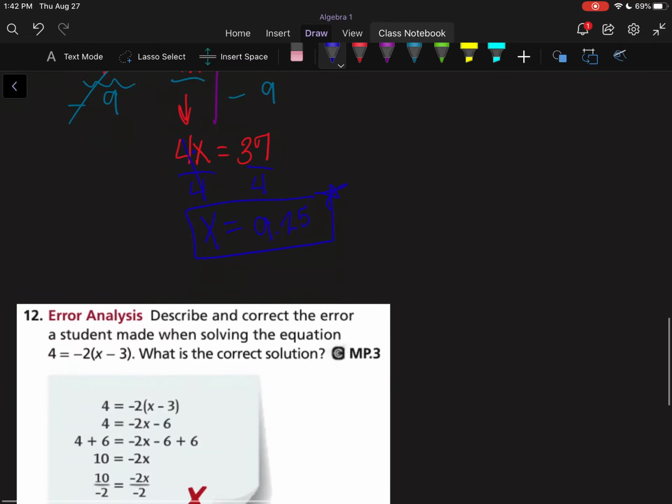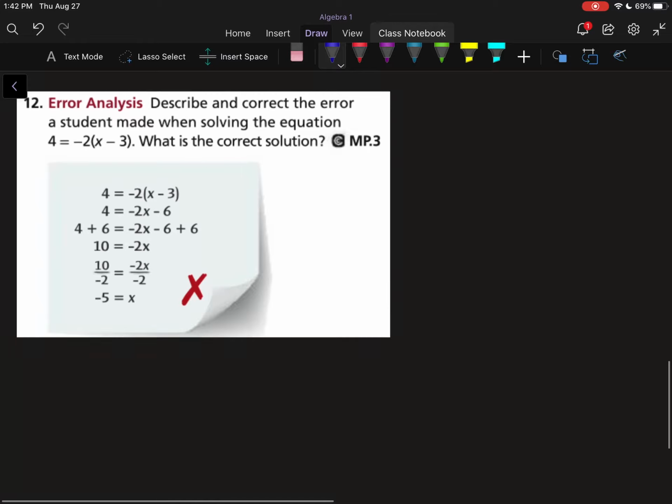Look on the next page at problem number 12. It's an error analysis problem. I want you to pause and read through the work that this student did and see if you can find the error. Did you find it? Well, we want to know the correct solution.